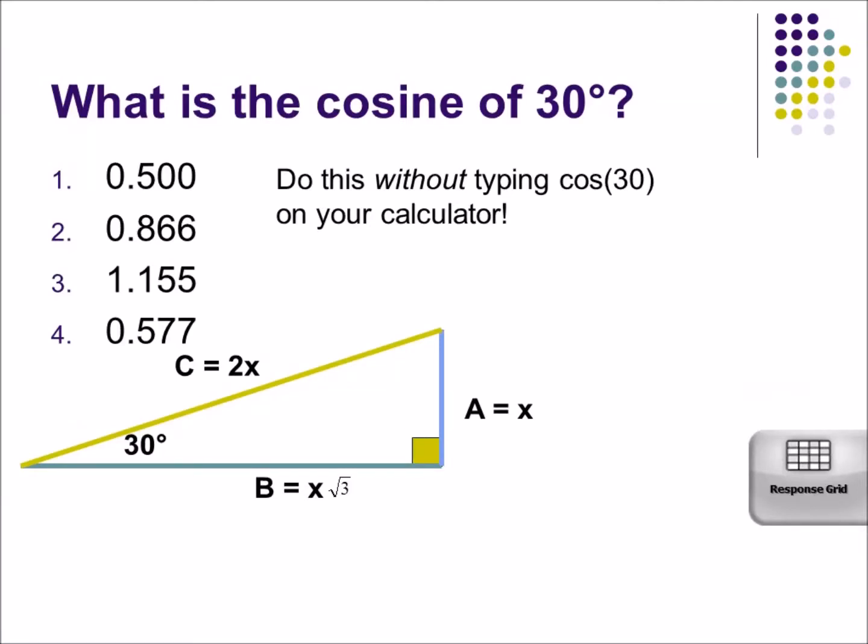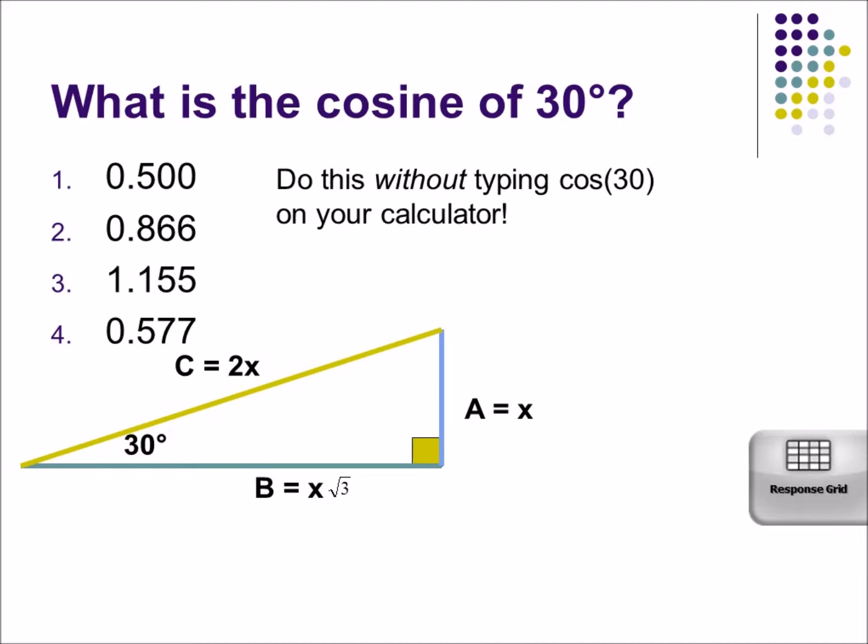Let's take another example. This time it says, what is the cosine of 30 degrees? And rather than just punching that into your calculator, I think you can all do that, I'd like you to see if you can figure it out from the right triangle. Remember what cosine is. You go back to SOHCAHTOA. Cosine is adjacent over hypotenuse.